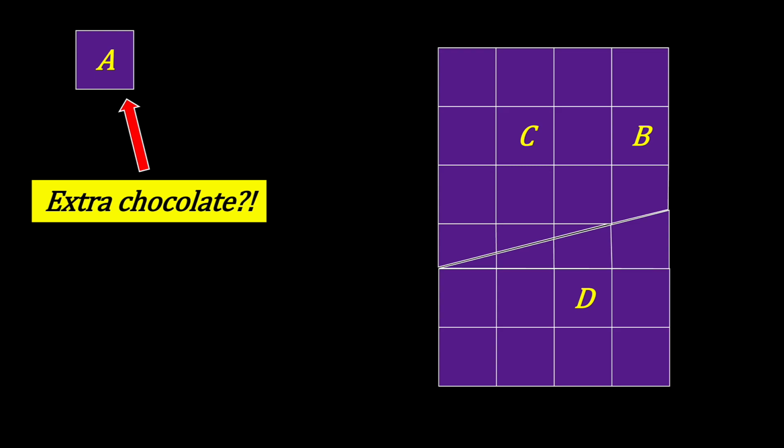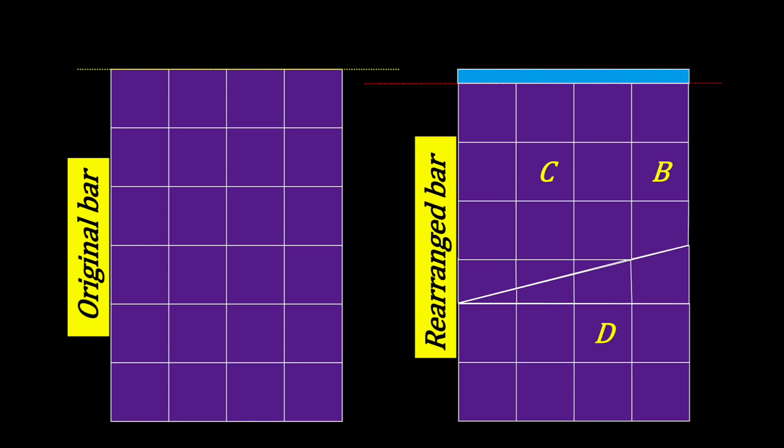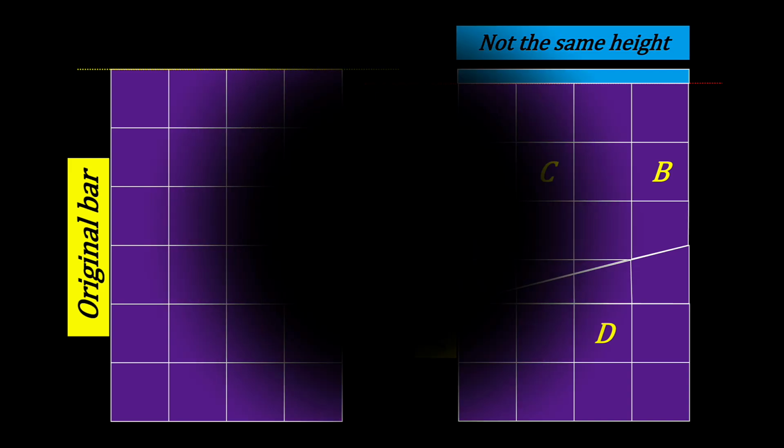The first way to understand the trick is very visual. Let's place the original chocolate bar next to the rearranged one. At first, they look almost the same, but if we compare them carefully, we see that they are not exactly the same shape. The rearranged bar is just a tiny bit different. For example, its height does not match perfectly with the height of the original bar. There is a small difference. And this small difference is the key to the whole trick.